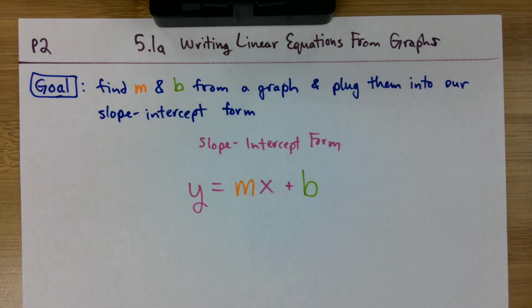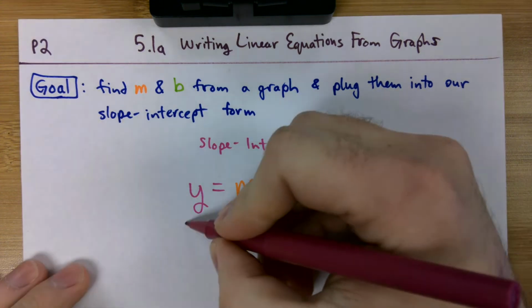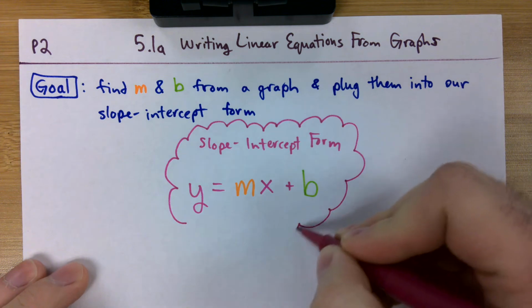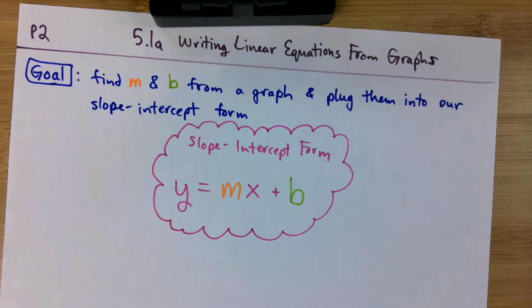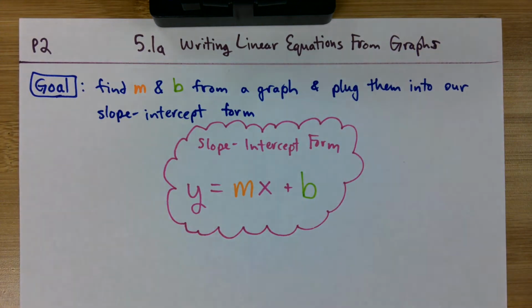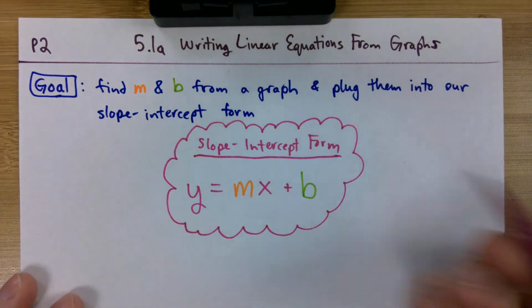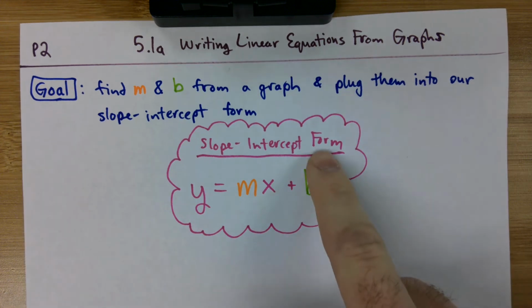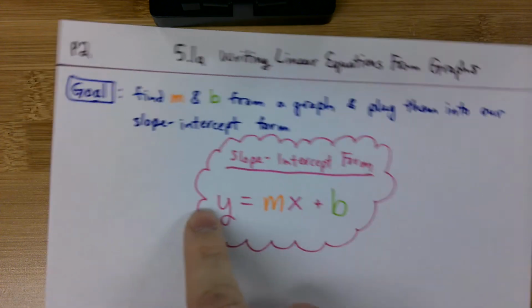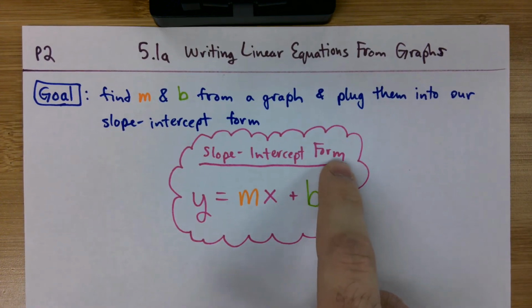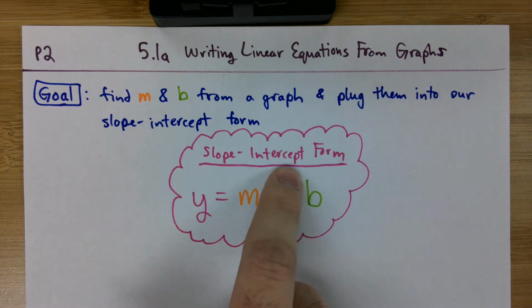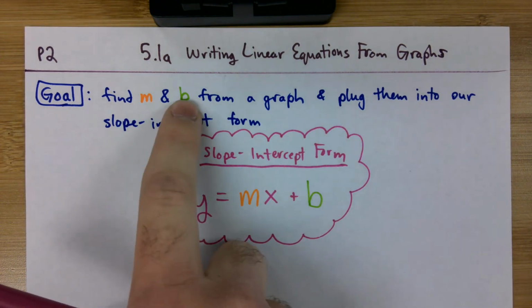Alright? This is the slope-intercept form. Now we've been calling it our linear equation formula just to avoid any confusion as we get started with the concept. But now that we're more comfortable with it, we can call it by its official name, the slope-intercept form. And the reason why it's called this is because it's a formula, right? All letters, that's a formula, where we're going to plug in the slope and the y-intercept, M and B. That's why they're different colors.